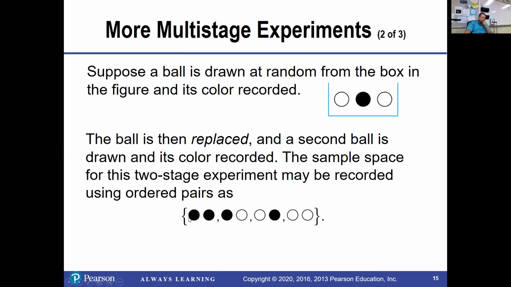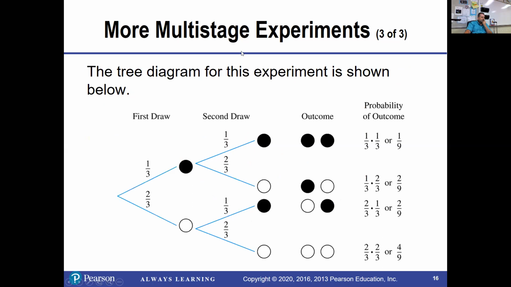You can go black, black, black, white, white, black, white, white. Okay. Now, how does that tree diagram out? Well, if I have a 1/3 chance of black, 2/3 of white, and then on the second draw, I get another 1/3 try for black with 2/3 white.